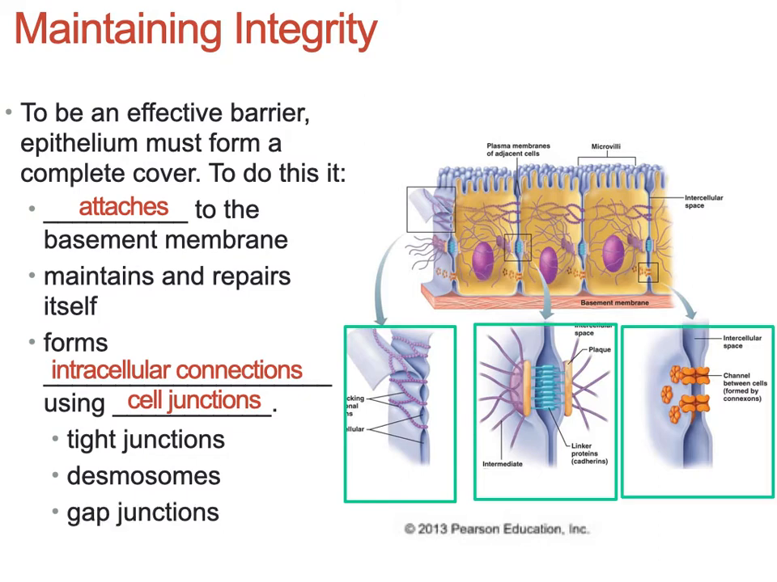Last is gap junctions. These hold adjacent cells together, but also allow movement of solutes between adjacent cells. So basically they connect the cytoplasms of those cells, and this allows a direct pathway for cell communication as well as electrical coupling, and the gap junctions can open and close.